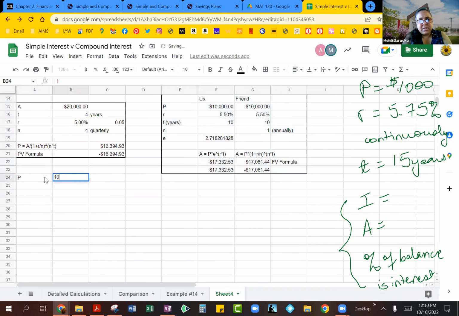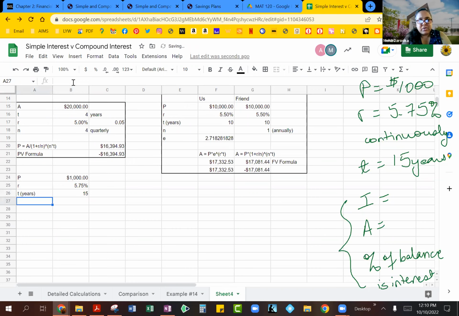So principal is 1,000 and convert that to a dollar amount. Our rate of interest, I'm actually going to pre-format this again. Click on my percentage and then I'll type in my 5.75. This is compounded continuously, and then the time, again, remember this is in years, is going to be 15.